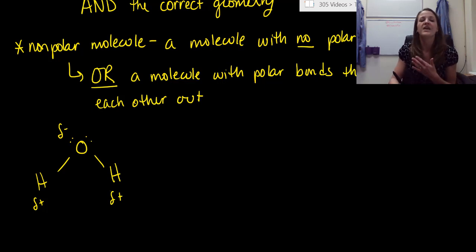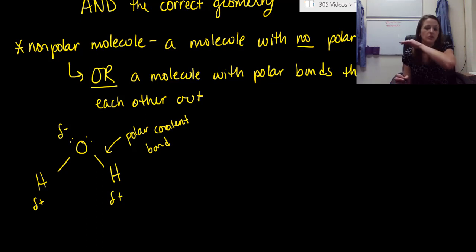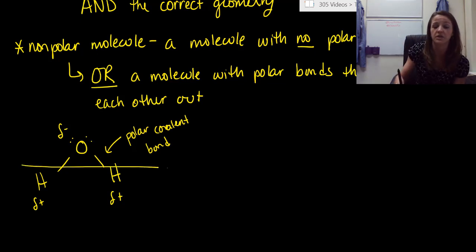So now what we have to do is see if we can draw a line to separate these charges. Because we know if we have a partial negative here, and a partial positive there, that bond is definitely considered a polar covalent bond. So we've already identified that it has the polar covalent bond. That's the first part of it. Now we're trying to figure out if it has the correct geometry. Can we draw the line to physically separate the positive and negative charge? And we absolutely can do that with water.